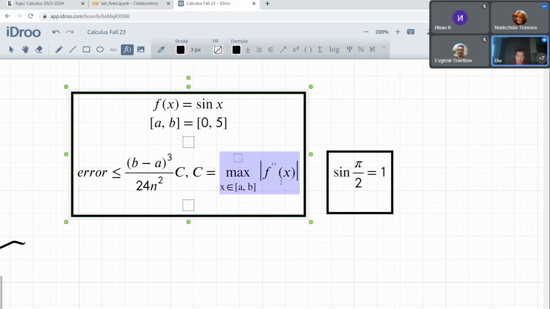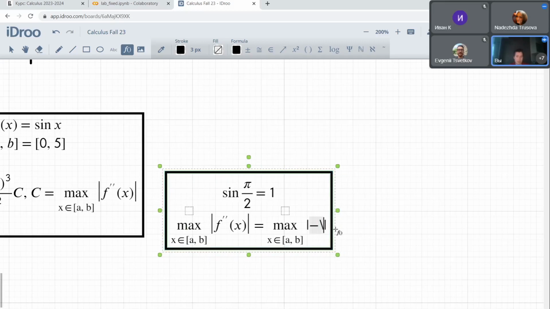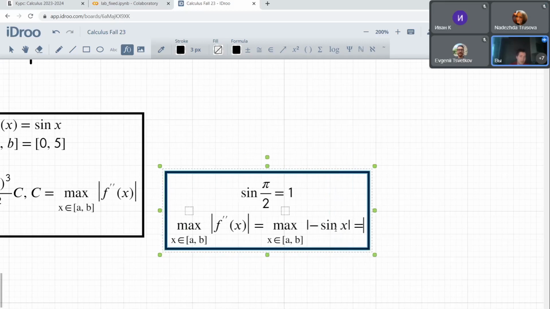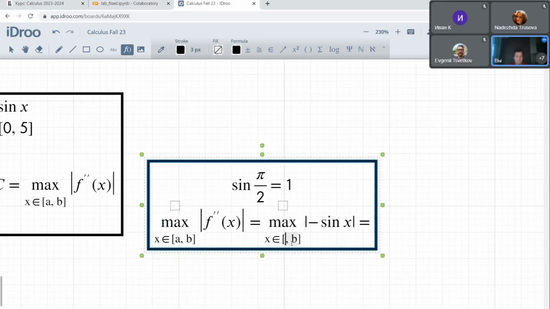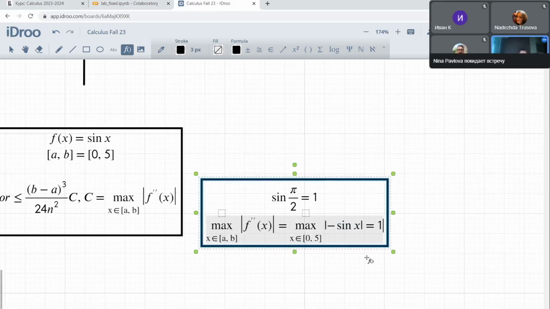So here you can get minus sine x. You know that the value of sine x is bounded between minus 1 and 1. So you can take, for example, p over 2. You'll get minus 1, but you have the modulus, so it will be 1. So you know that the maximum is 1. Okay?